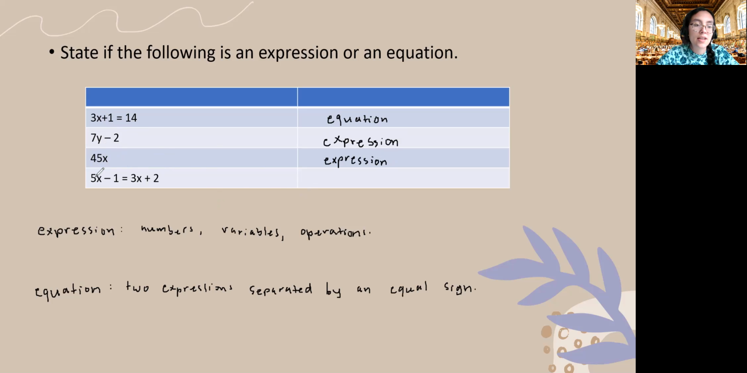And finally, I have 5x minus 1 is equal to 3x plus 2. I see my equal sign there. I have a left side and a right side. I have an expression here of 5x minus 1, x being my variable. I have numbers, I have an operation, and I have the same thing on the right side. I have 3x, I have an operation, I have numbers. So this looks like I have two expressions that are separated by an equal sign, so I'm going to say that this is an equation.